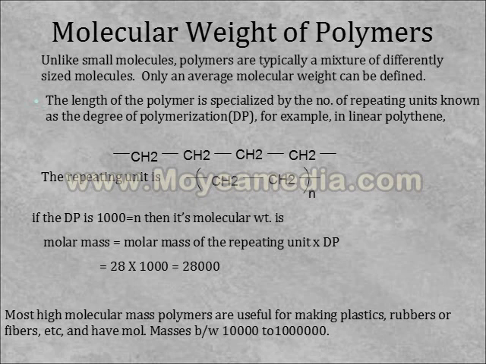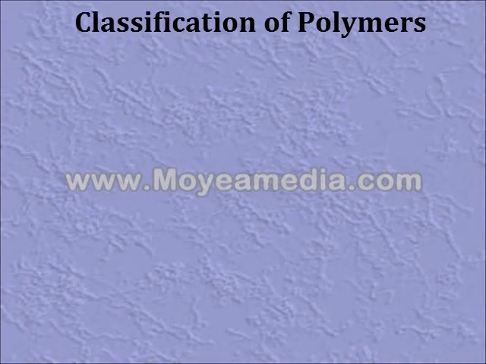Most high molecular mass polymers are useful for making plastics, rubbers or fibers and have molecular masses between 10,000 to 1 lakh.